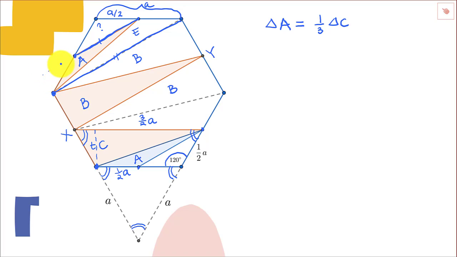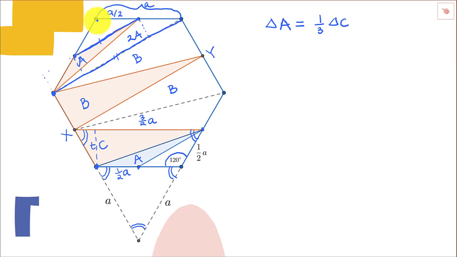This one, right? Which is the same as this one. So triangle A and triangle E have the same heights. Meanwhile, triangle E has a base twice as much as the base of triangle A. So this triangle E is twice A. How about the one that we put a question mark on, this one?